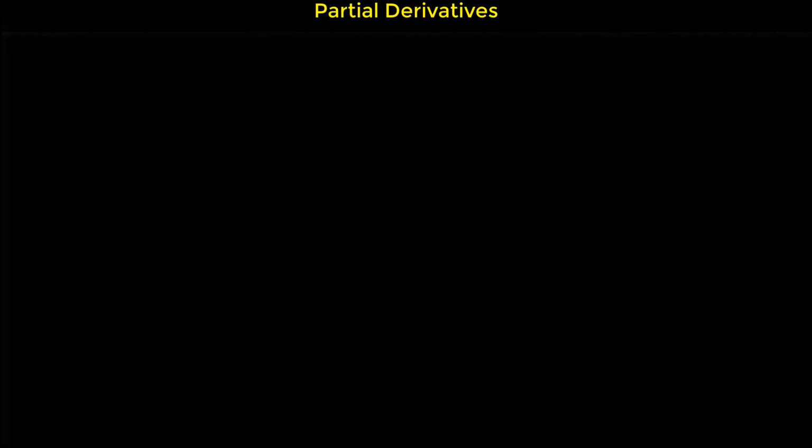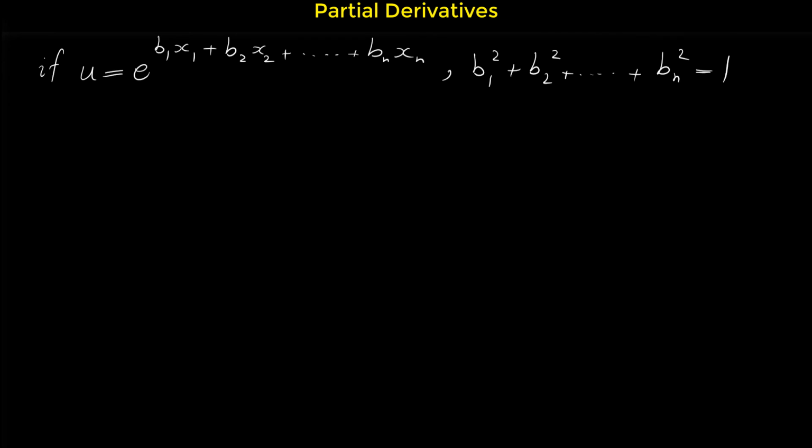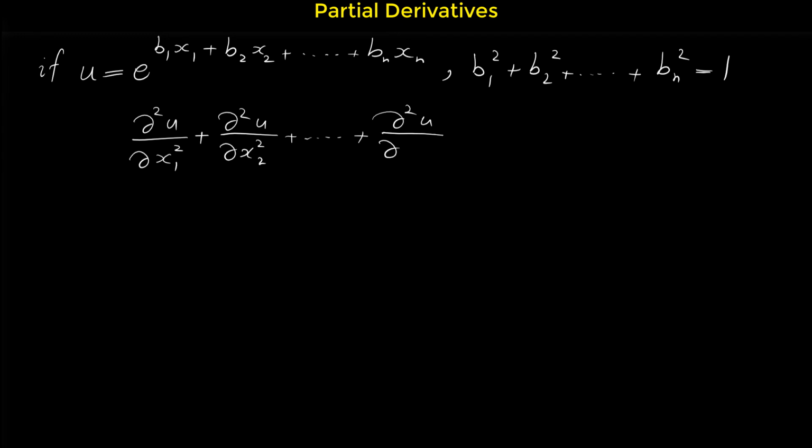The next question: if u is a function in the form of e to the power of b1 x1 plus b2 x2 plus ... plus bn xn, and if b1 squared plus b2 squared plus ... plus bn squared equals 1, so if this sum equals 1, then based on these conditions, we want to prove that the second partial derivative of u with respect to x1, plus the second partial derivative of u with respect to x2, and so on up to the second partial derivative of u with respect to xn, this sum equals u.